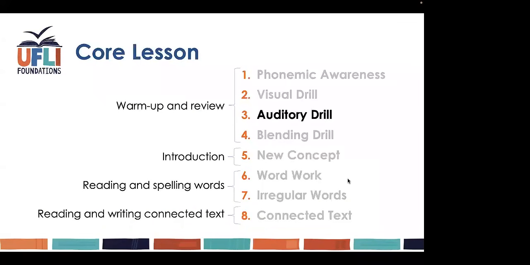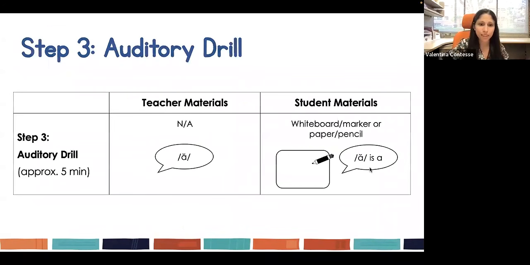Our next step is the auditory drill. For this step, you are presenting phonemes or sounds to the students, and students will need something to respond with. So we recommend either a whiteboard and marker or paper and pencil. And as students are responding, they're also repeating the sound and connecting that sound or phoneme to the grapheme that they're writing. This step should take approximately 5 minutes.